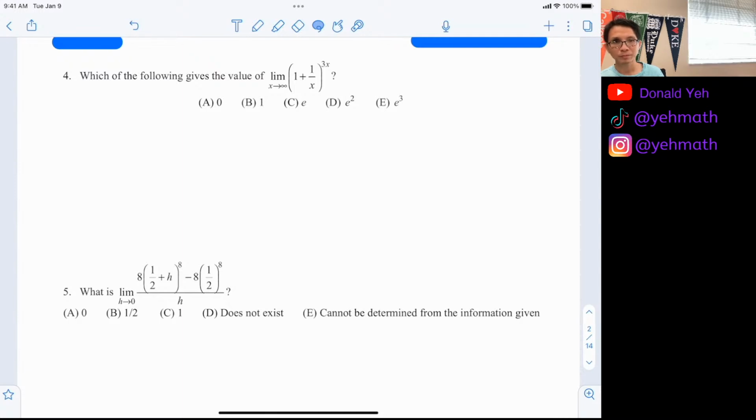Is this the definition of the derivative, but they already plug in the value? Okay, that makes sense.